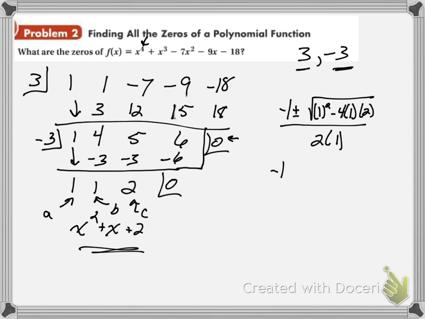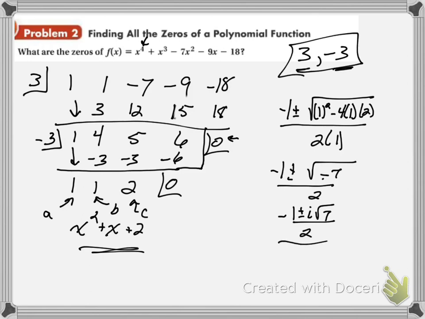Punch that in your calculator. 1 plus or minus the square root of -7 all over 2. Again, once I have the negative underneath the radical, what do I do? I pull the I out, leave the square root, and I would reduce from here if I could, but again, I don't really need to. So here's 2 of my roots, and here's the other 2 of my roots that compile to make the 4 roots.